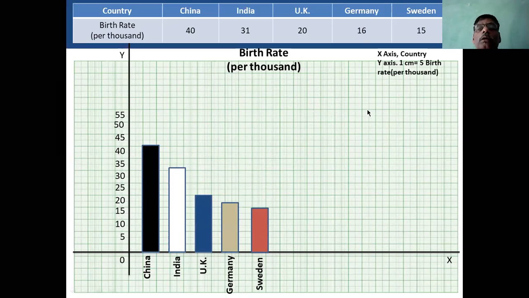Like this, you draw the bars. One bar for one country, and these bars are to be shown by different colors or different signs or different pictures. Okay, this is called a simple bar diagram. I already explained the theory part, and the simple bar diagram is used whenever only one set of statistical data is given. Only one set is there. We use the simple bar diagram.